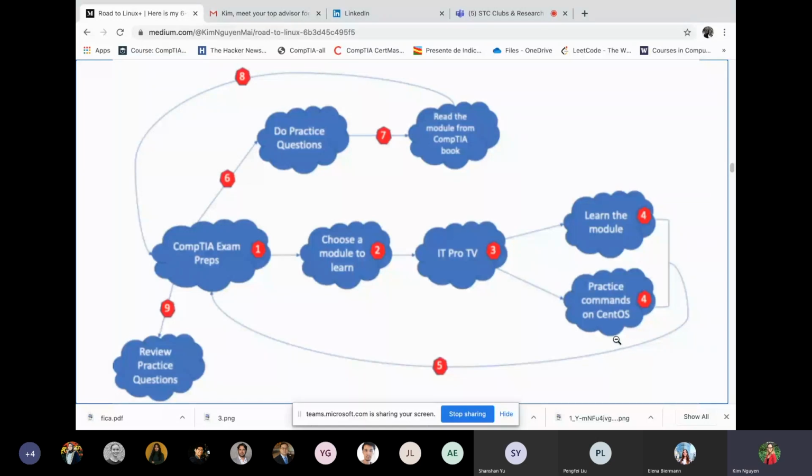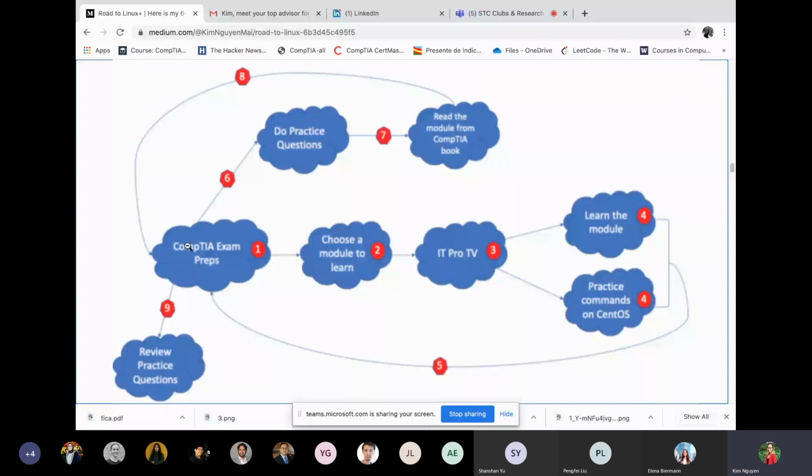Once I'm done with IT Pro TV, I go back to the CompTIA exam preps and do the questions. At this point, because I already have some knowledge from IT Pro TV, I get more correct answers. That feels much better. After that, I still have some wrong answers. Then I go to the CompTIA book and read about that topic one more time.